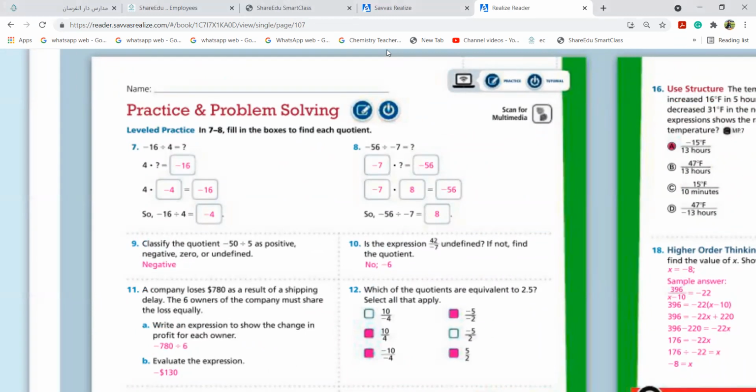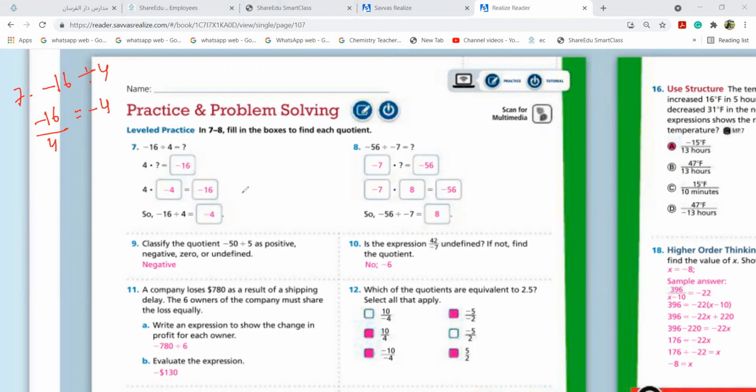First, try to understand and then write. See, the question here is minus 16, the 7th one. Minus 16 divided by 4. Ghalia, you know that 16 divided by 4 is 4. Even if you don't, you just write like this. And you know that the answer is -4. Why minus? Because one is negative.